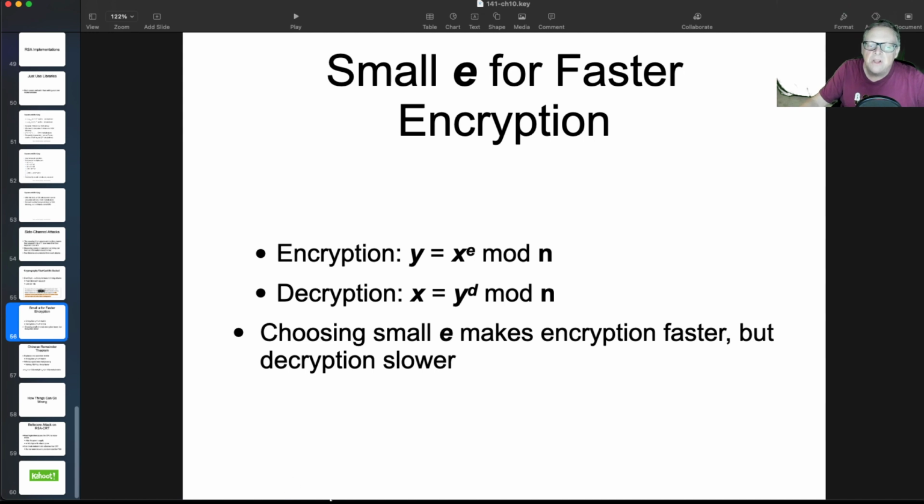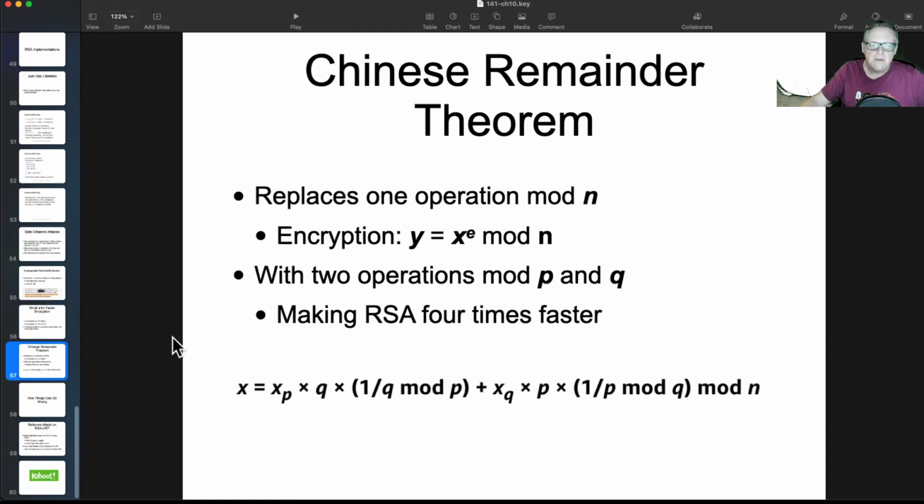So that's why you typically choose a small e, because what the client is doing is encrypting data to send it to the server. So they're taking plain text like their password and raising it to the e, and the higher this number is, the more calculations you have to do. So if you use a small e like 65537, then the client has a simple task. Of course, if e is small, then d is big, so that means more work for the server, but that is the choice that is typically made.